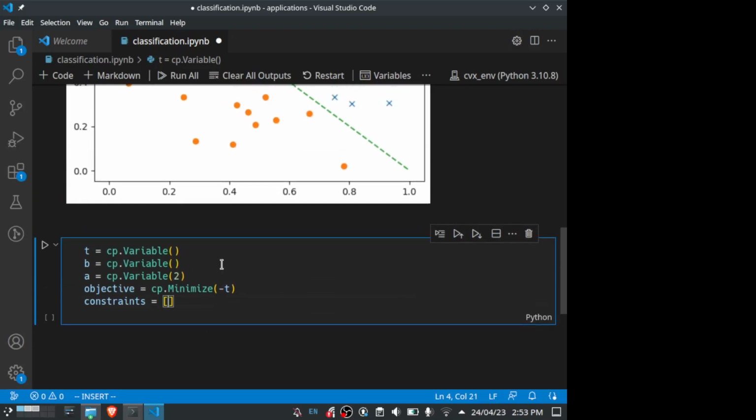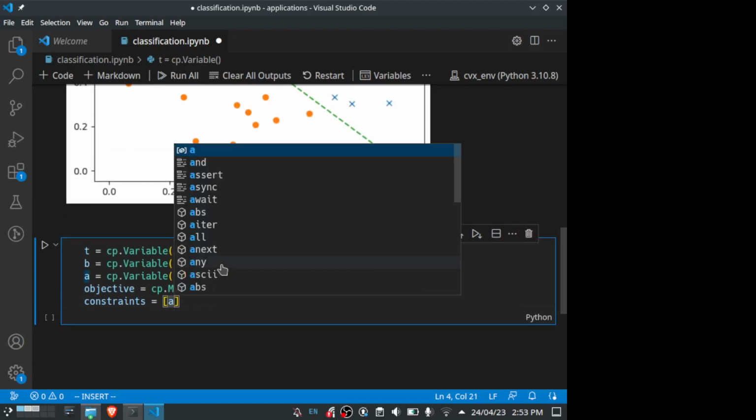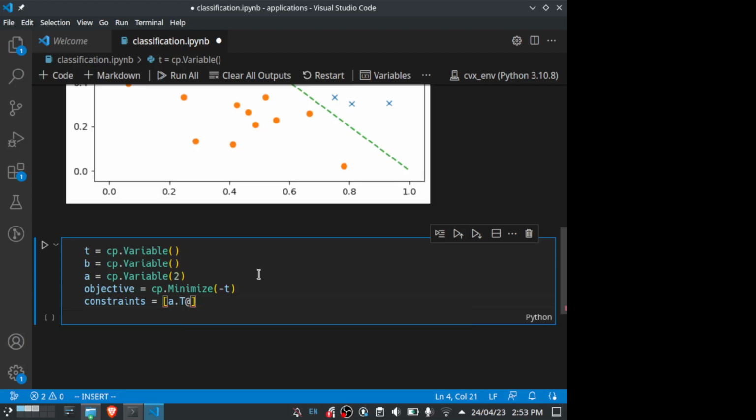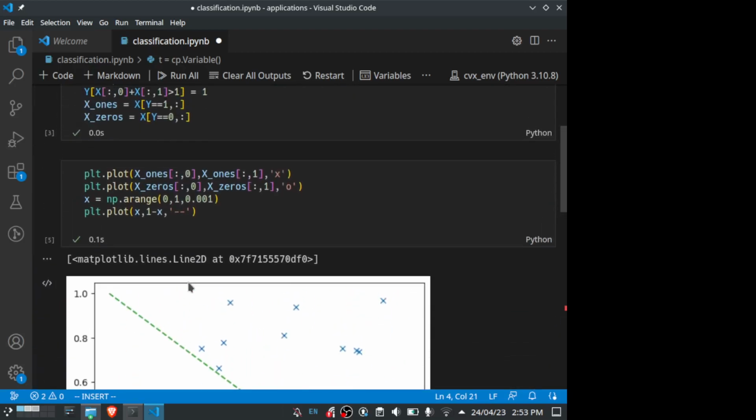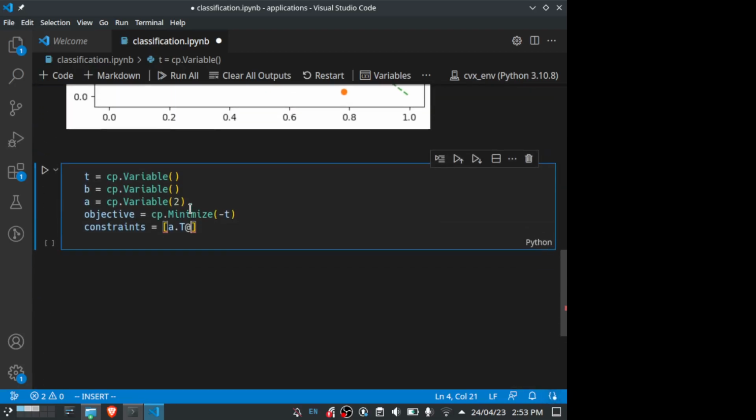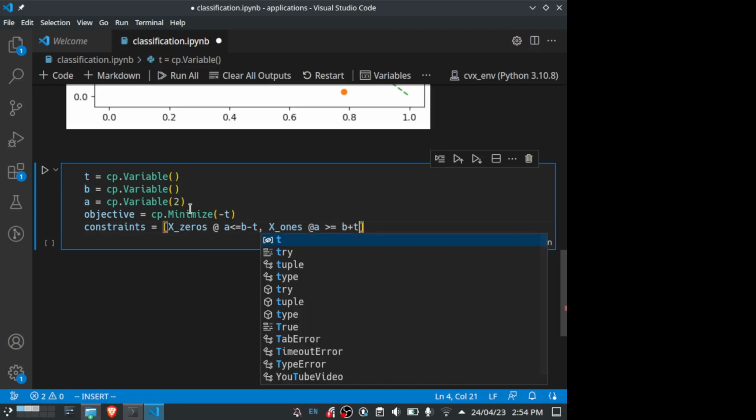So let me see how we can do that. I can write this as x zeros transpose a is less than or equal to b minus t, and x ones transpose a should be greater than or equal to b plus t.